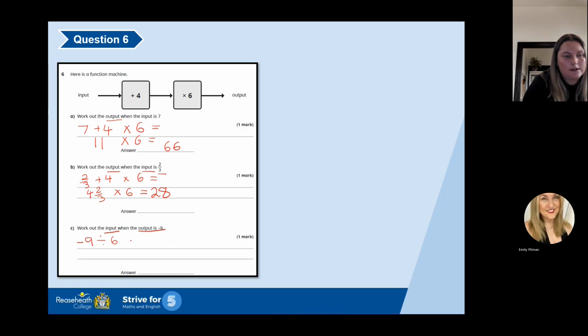So -9 divided by 6 minus 4 equals, sorry, -9. So on my calculator, I'll do -9 divided by 6, which is -3/2, minus 4 equals, and again, I'm going to do that on my calculator, which is -11/2.